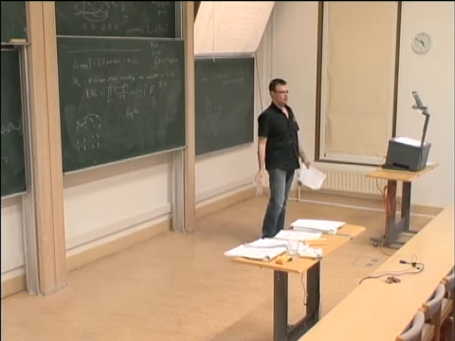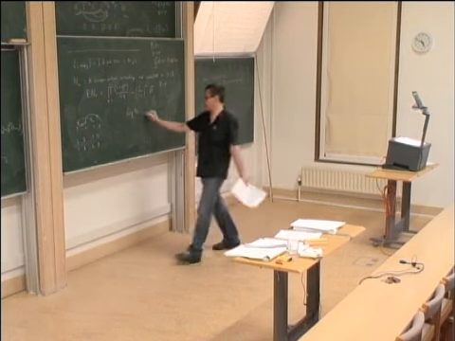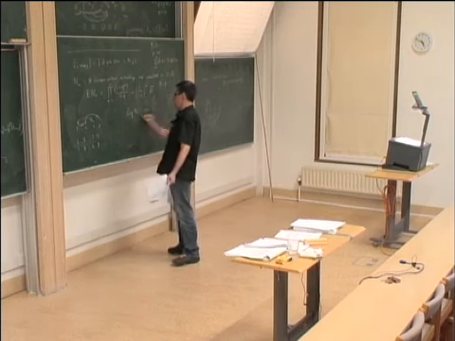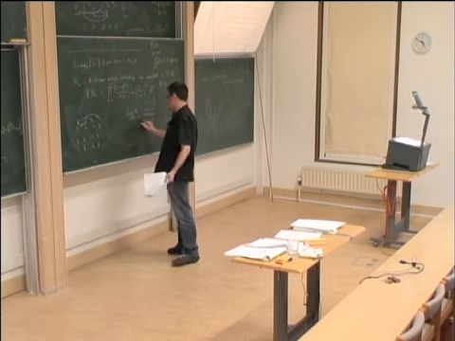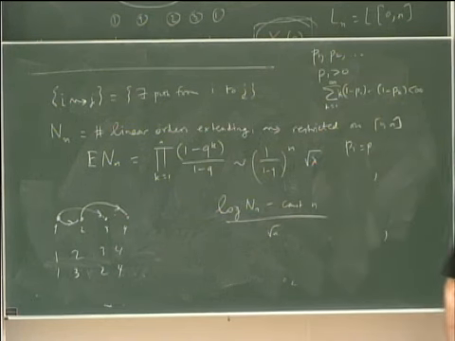Therefore, the logarithm of N_n, okay, does something. In fact, the logarithm of N_n satisfies the central limit theorem. You subtract a constant times n, divide by some square root of n, and that converges to a normal random variable. So that's what they do in that paper.